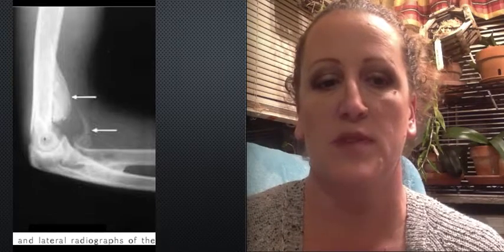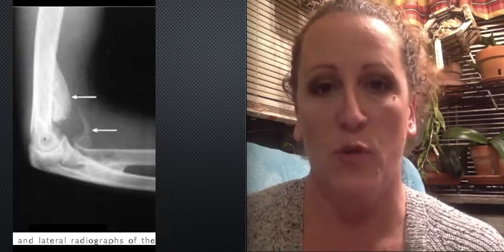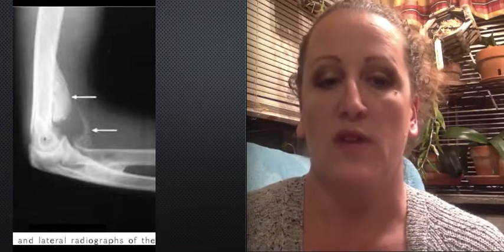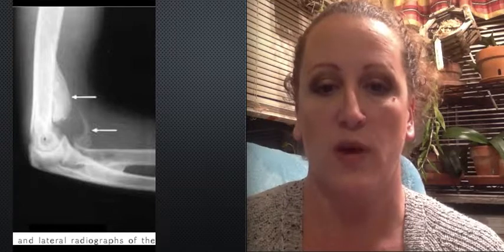General signs and symptoms of a fracture are localized pain, deformity at the site of injury, edema, and bruising. General signs and symptoms of arthritis are joint pain, redness, swelling, and joint stiffness.